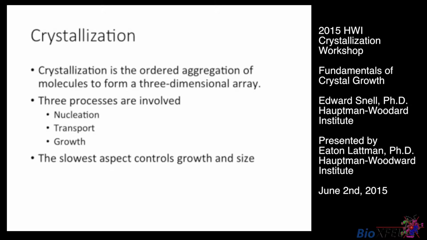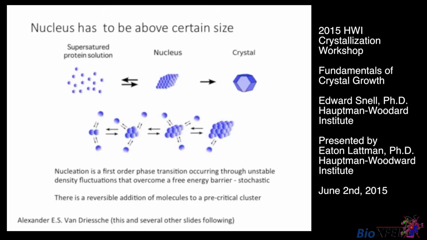Here's the definition of crystallization again. Here are the processes that go on. Here is a statement about the kinetics. Here's a little picture. This is the nucleus. It's an interesting question how big the nuclei for protein crystal growth are. I don't think there's really a lot of literature on it.